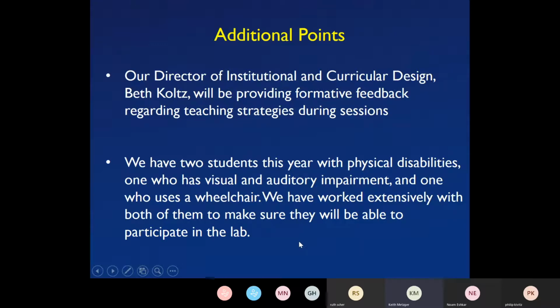Another thing that we wanted to mention, we have 2 students this year with physical disabilities, one who has visual and auditory impairments and one who uses a wheelchair. We worked really extensively with these students and with disability services to make sure that they are comfortable in the lab, and they will be able to participate in the lab. So we just wanted to make you aware of them so that nothing came as a surprise when you came into the lab.